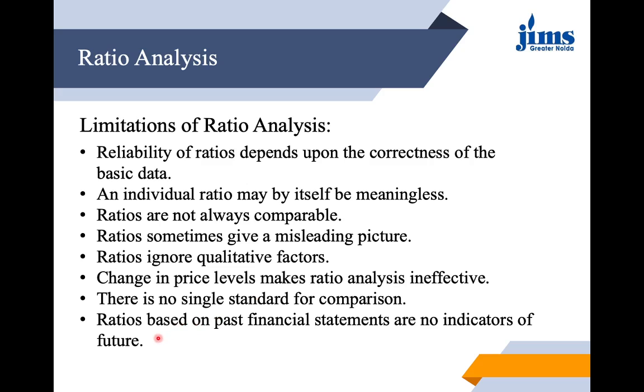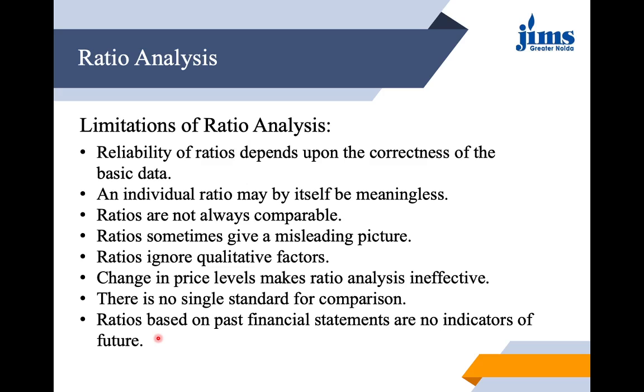Then, ratios based on past financial statements are no indicators of the future. Why? Because accounting ratios are calculated on the basis of financial statements of past years, and the amounts are of the past. So ratios indicate what happened in the past basically. Since the past is quite different from what is likely to happen in the future, it is difficult to use ratios for forecasting purposes. The financial analyst is more interested in getting to know what will happen in the future. They would like to analyze the future.